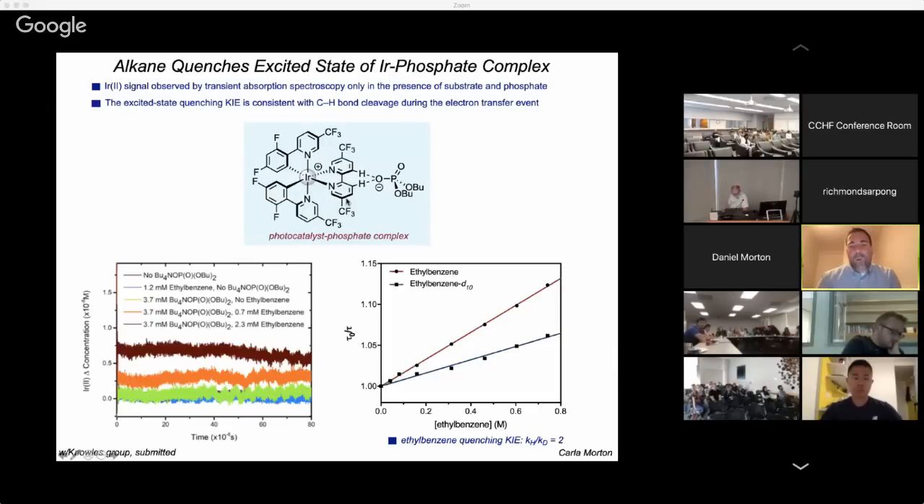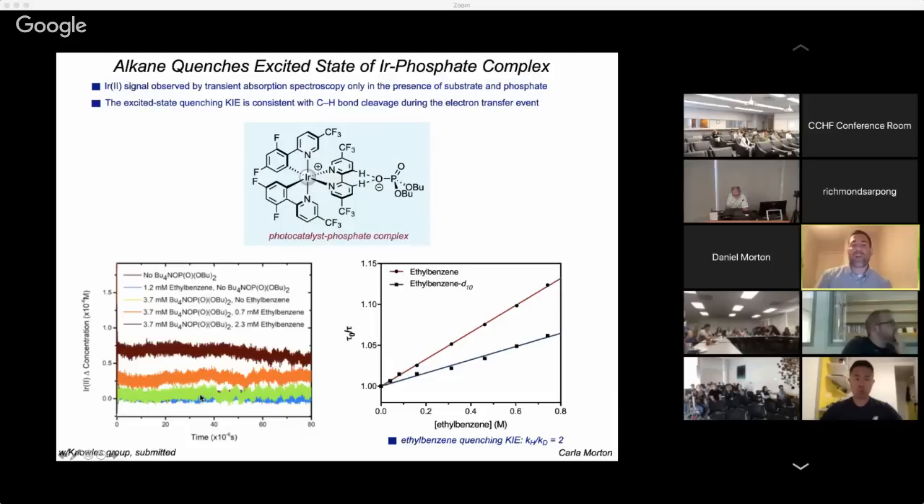So what we ended up doing is looking at some time-resolved photoluminescence as well as transient absorption spectroscopy to try to see what's happening when the excited state of the catalyst is quenched. Over here on the left, this shows that without phosphate and without substrate, the iridium-3 does not form iridium-2. That would be the green and blue and purple lines down at the bottom. The y-axis shows increasing iridium-2 concentration.